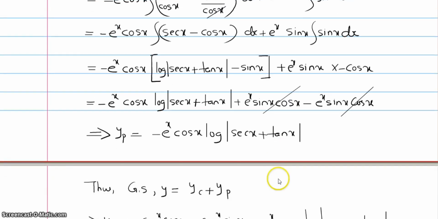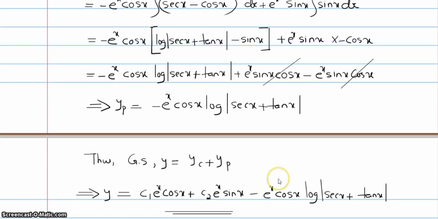So the general solution for the given non-homogeneous differential equation will be the sum of complementary function and particular integral. So its general solution is c1 e raised to x cos x plus c2 e raised to x sin x minus e raised to x into cos x into log of sec x plus tan x. It will be the general solution for the given non-homogeneous linear differential equation.